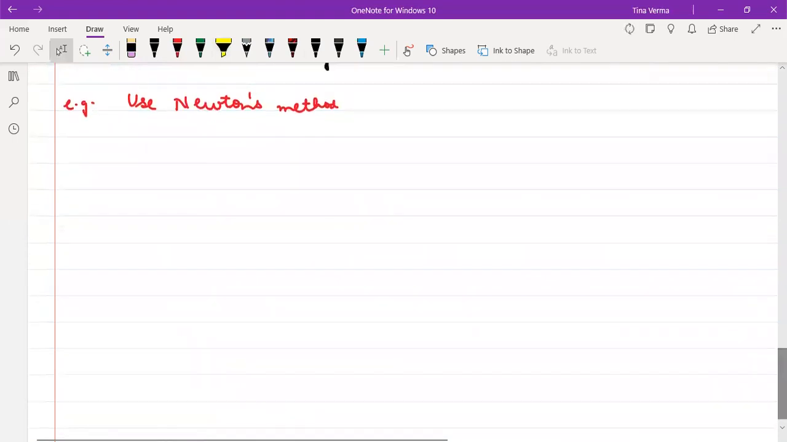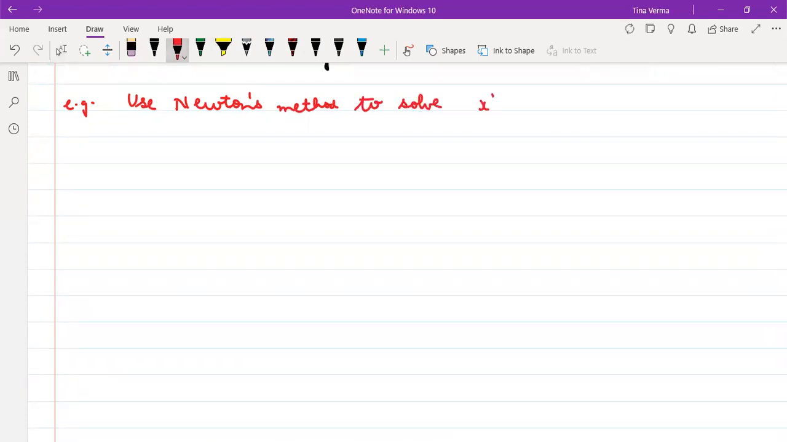So the next example, use Newton's method to solve the equation which is x raised to the power 100 equal to 0, using initial approximation x naught equal to 0.1. Calculate its 5 iterations.